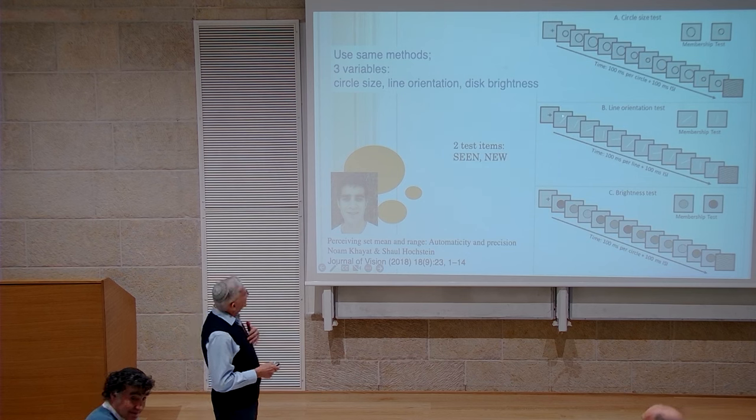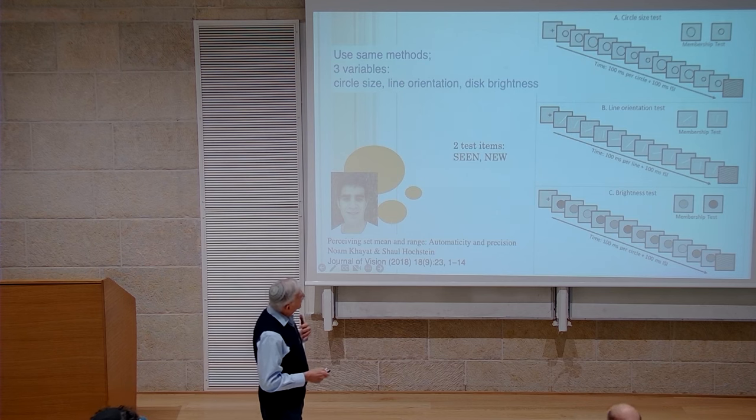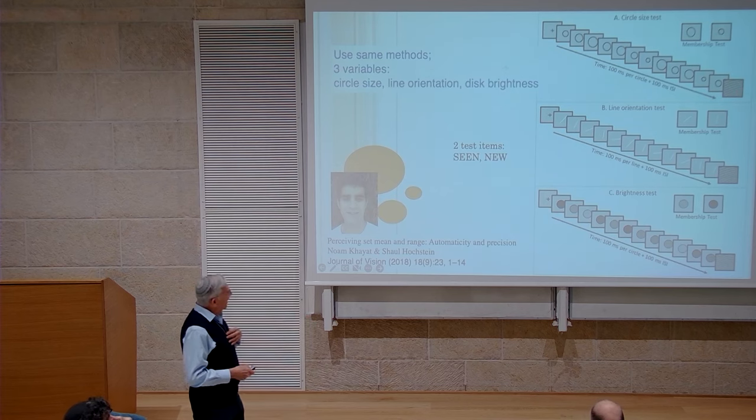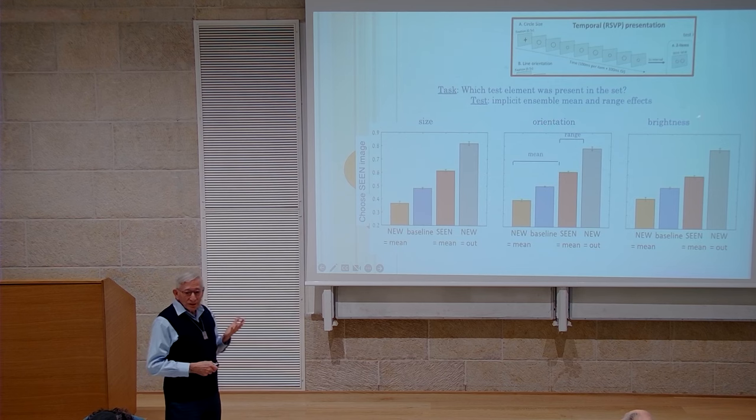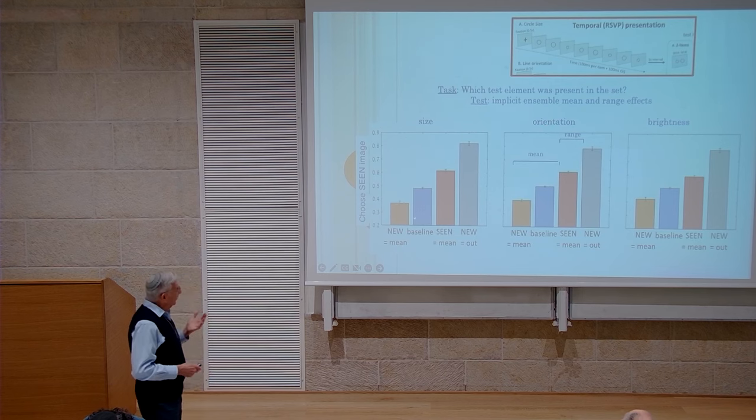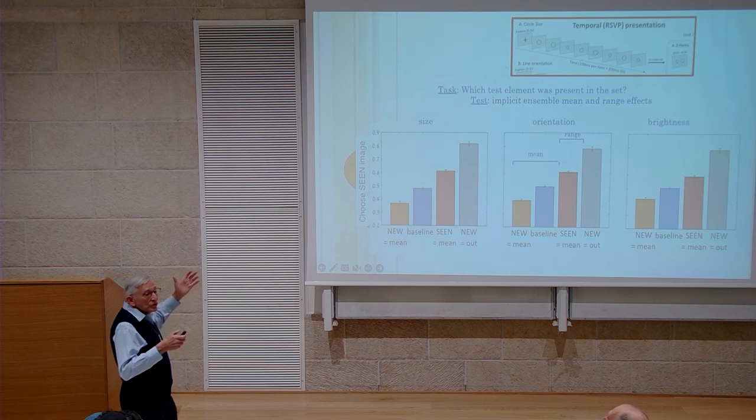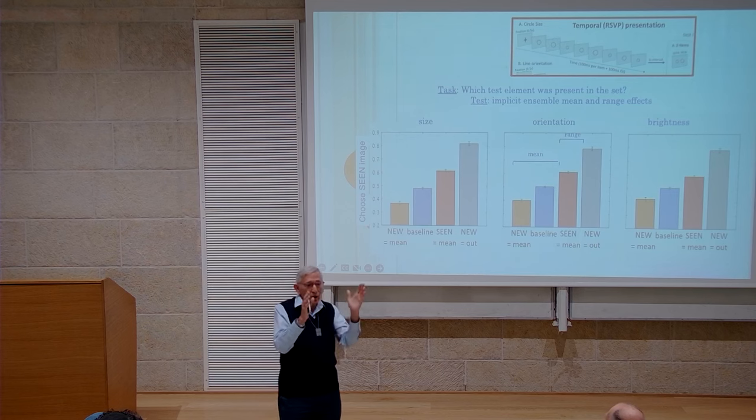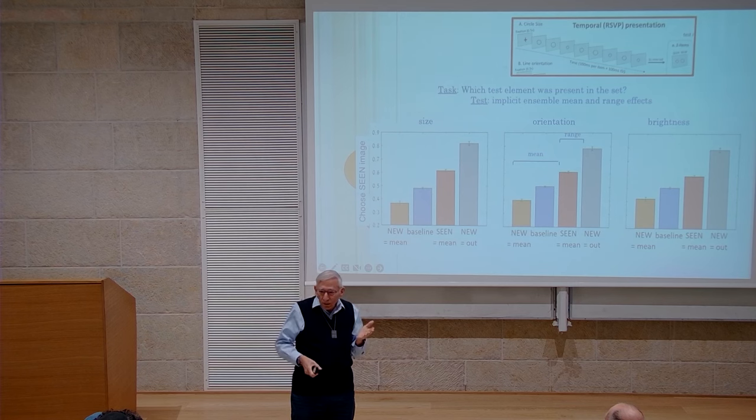So we use the same methods, and we show circle size. I think we show 8 of them or 10 of them. And then there's a mask afterwards, two test items. Here are the results, and they look similar to what we got with the categories. In other words, when the one which was seen is equal to the mean, they say, oh yes, that was there. If the new one is equal to the mean, they think it's the new one, and therefore they get it wrong. In between, when neither is equal, and when the new one is outside the range, in other words, we have a range of circles which go from this size to this size, if there's one like that, or one like this, then they don't include it.